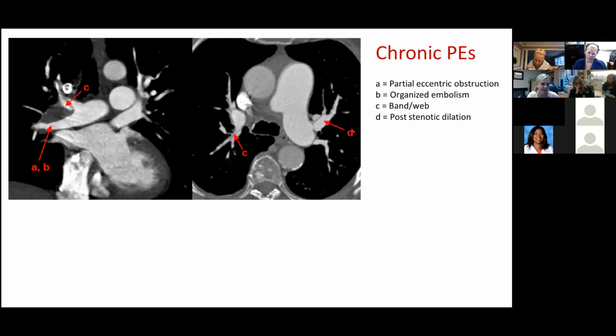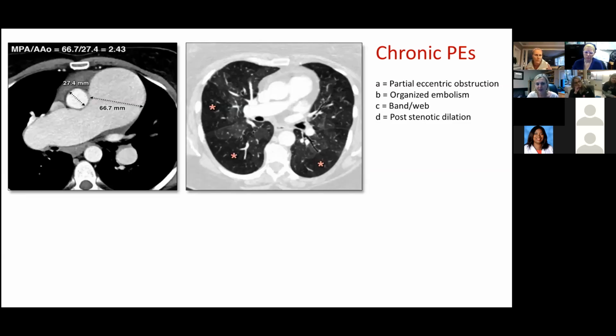Here, red arrows A and B show this partial eccentric clot. You can see it's pulled to the side of the vessel. You get those bands. The letter C will show you this gray line. This is what we call a band. And then D is a vessel that's dilated. We call it poststenotic dilation, because right before this dilation, you'll see this band of the vessel being constricted. The reason that it's constricted is because there is a clot in there.